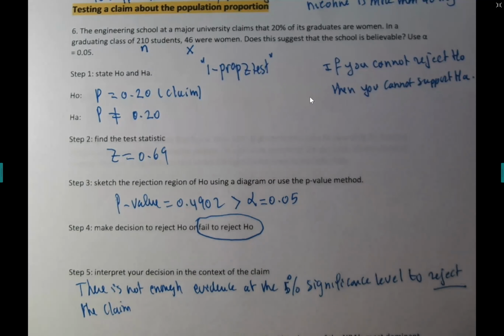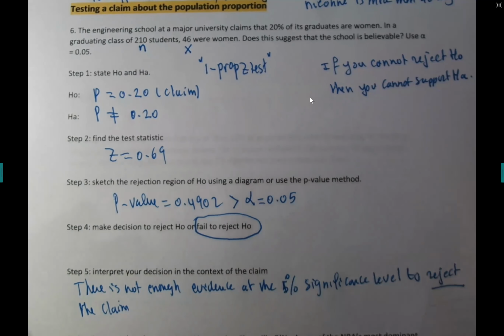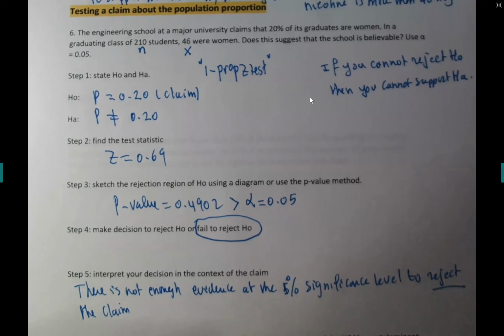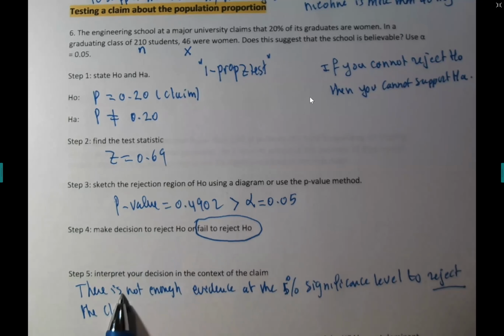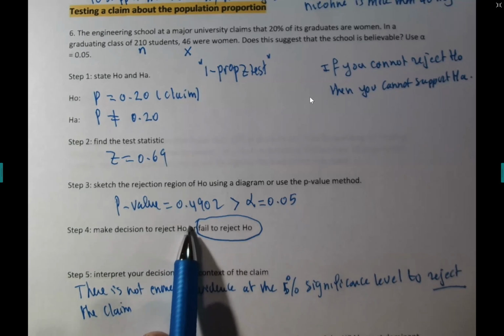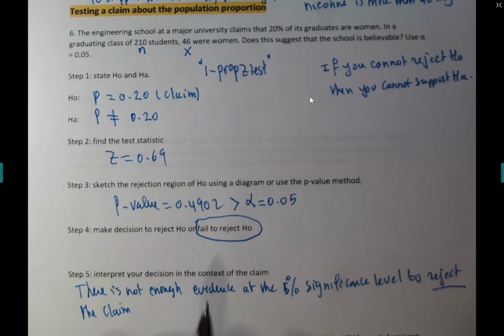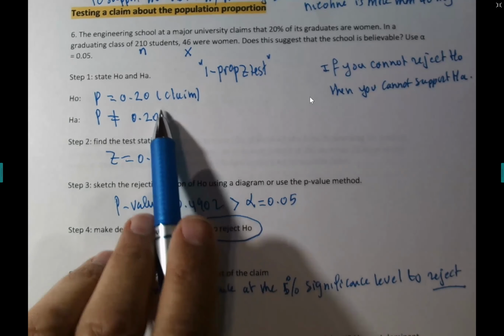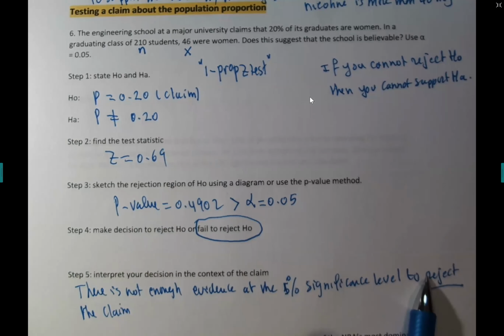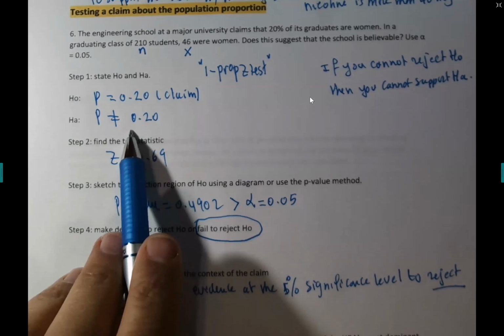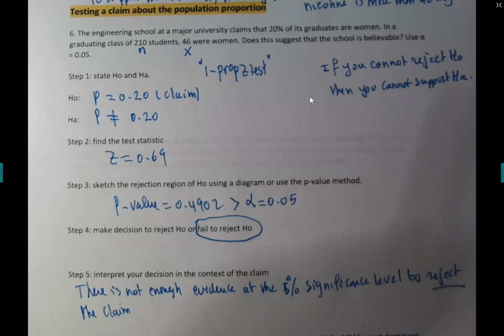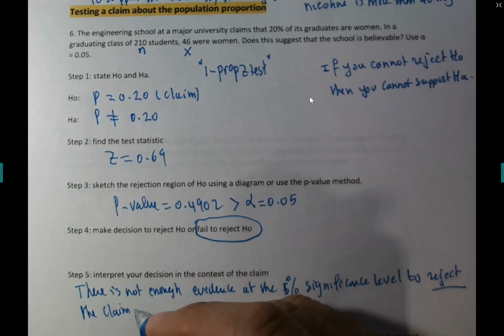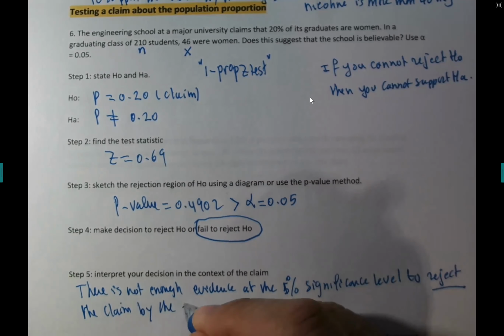Professor, can you say that one more time so I can write it down in the notes? It is at the very end of this handout; I will show it to you. But what I'm saying is, if you reject HO, you start with there is enough evidence. If you fail to reject HO, you start with there is not enough evidence. Now you pick one of 2 words, reject or support. If your claim is in HO, please select the word reject, guys. If the claim is in HA, select the word support. That's it. To reject the claim by the engineering school.